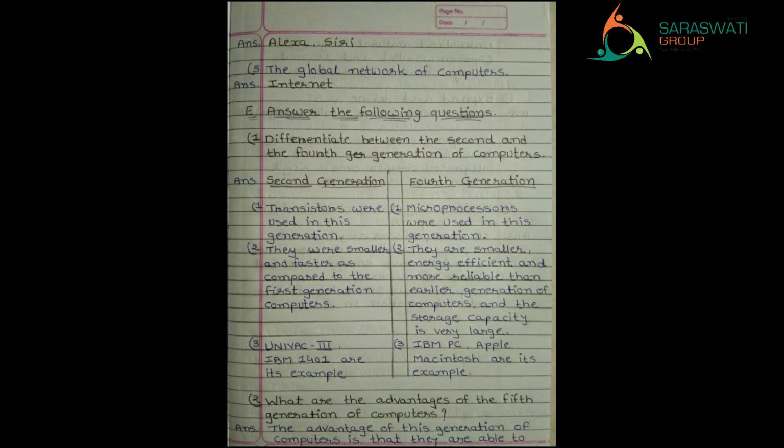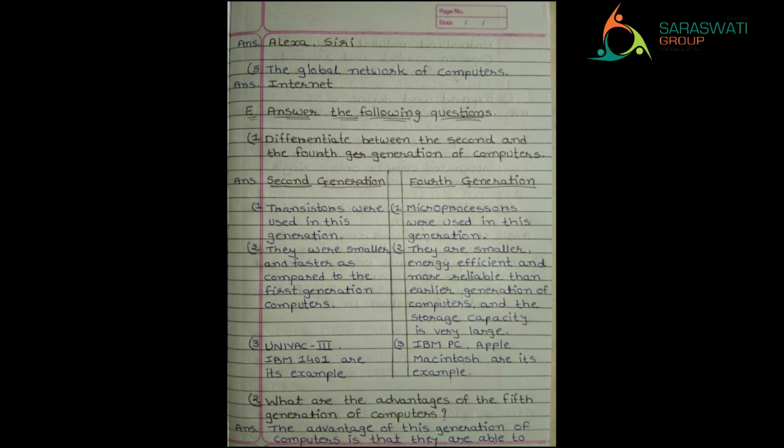Moving to the second point, the second generation computers were smaller and faster as compared to the first generation computers. That means if you compare the second generation, they were much smaller than the first generation and very fast also, right? Now the fourth generation computers are smaller, energy efficient and more reliable than earlier generations of computers, and the storage capacity is very large. That means as generations progress, the advantages also keep increasing, right? So fourth generation computers were also very small, but they were energy efficient. They were saving energy, they were saving time, and they also had the capacity to store a large amount of data in them, right? So that was about the fourth generation.